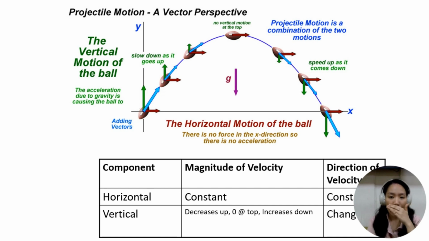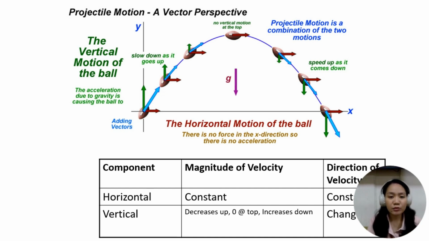There is no acceleration or force that pulls the object to the right that could speed it up or slow it down. So because these two motions along the vertical and horizontal are present, they combine and they create this projectile or curved path that we see.